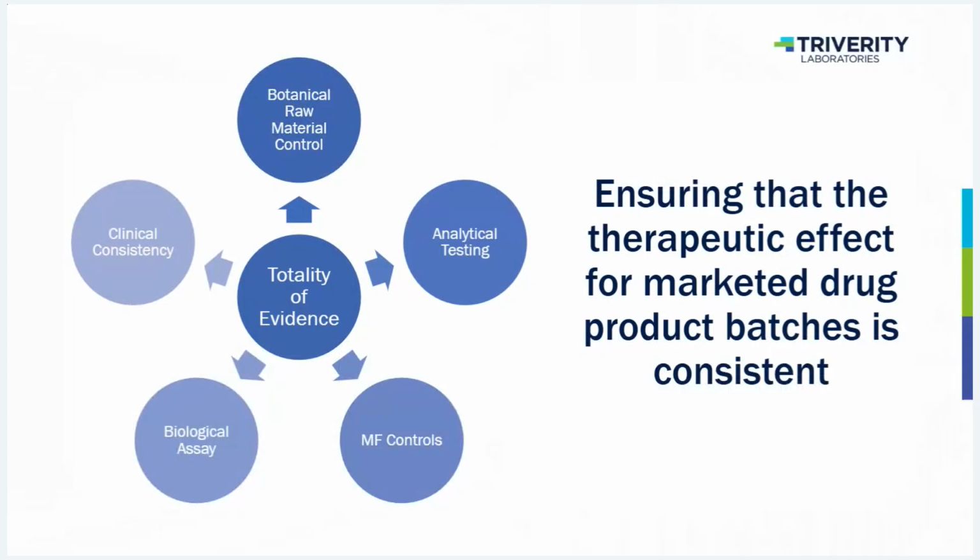Something that is introduced in the botanical drug development guidance is this concept of totality of evidence. And the totality of evidence is ensuring that the therapeutic effect for the marketed drug product batches are consistent. So we want to make sure that the product, when it goes to market, is having a consistent effect on the patients. And that can be difficult when we aren't sure what the active ingredients are. So we do that with a totality of evidence, and we'll go through some examples of the 4 approved botanical drugs and what the totality of evidence was for those drugs to get approved.